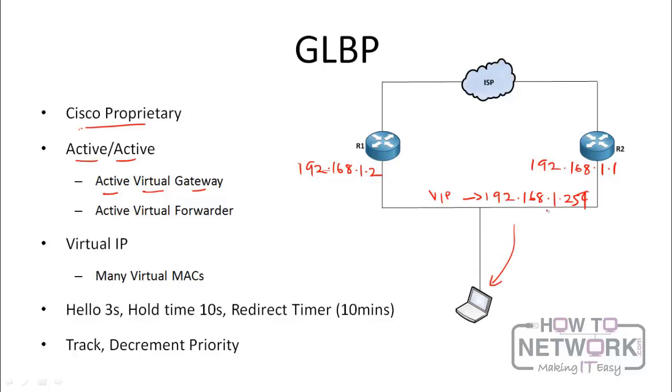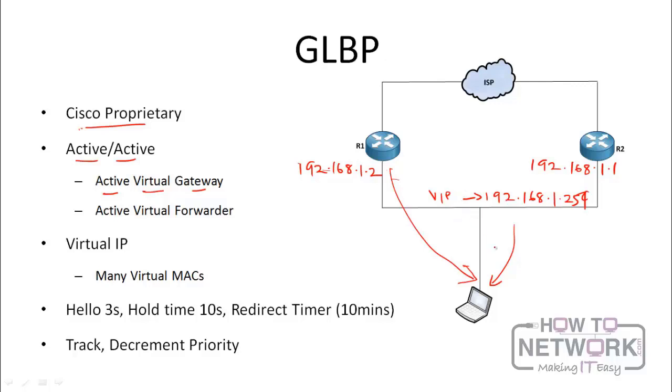Now, when the client asks for 192.168.1.254, the AVG, which is router 1 in this case, is going to actually reply with a virtual MAC address. But instead of having just one virtual MAC address like in HSRP and VRRP, with GLBP, we actually have more than one virtual MAC address. In fact, we have as many virtual MAC addresses as many routers as we have on the network. So what the AVG does is that it assigns one virtual MAC address to every router that's in the group. So in this case, we just have two routers in the group, but even if we have more than two routers, each of the routers would have a virtual MAC address.